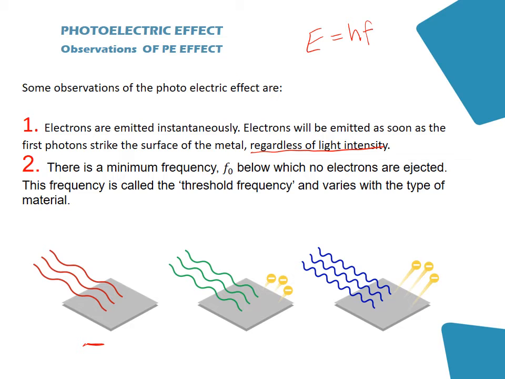In the next diagram, we have green light. Remembering our visible spectrum, ROYGBIV, G is in the middle, so green has a shorter wavelength and therefore a higher frequency. Higher frequency means more energy. We can see three little electrons popped out from the metal, so green light must have enough energy to start emitting electrons from that particular metal.